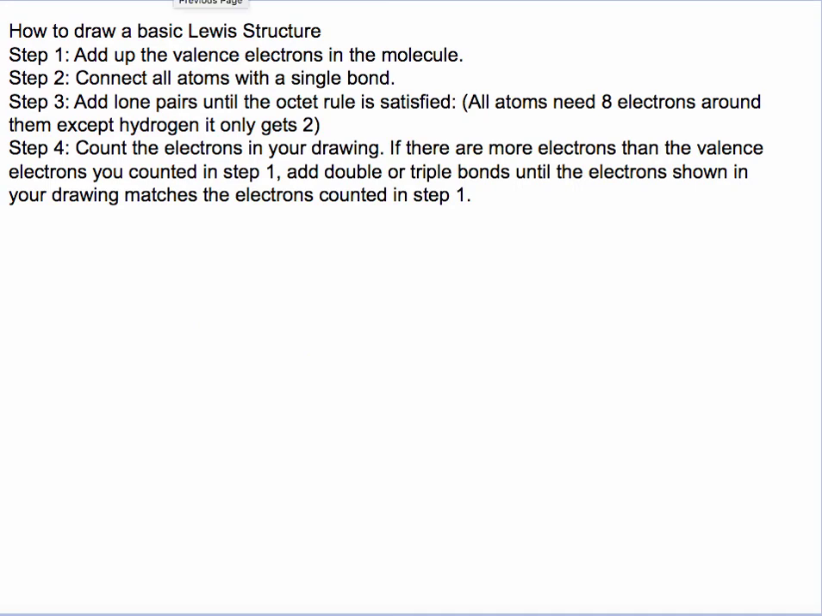All right, let's try another one here. Here's one: CO2. Let's add up the valence electrons. Step 1: carbon has 4, it's in group 4A. Oxygen has 6, but there are 2 oxygens, so 6 and 6 is 12, and 4 more makes 16. So we've got 16 valence electrons. Now one rule about carbon: carbon always goes in the middle, so put carbon in the middle and the oxygens on the ends.